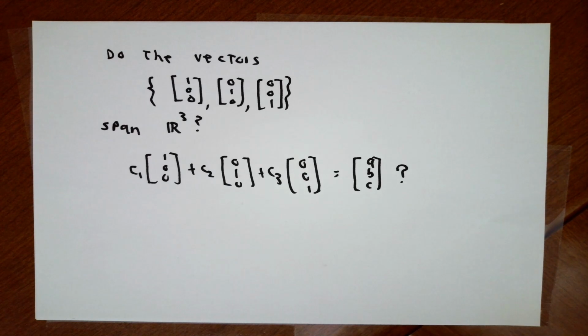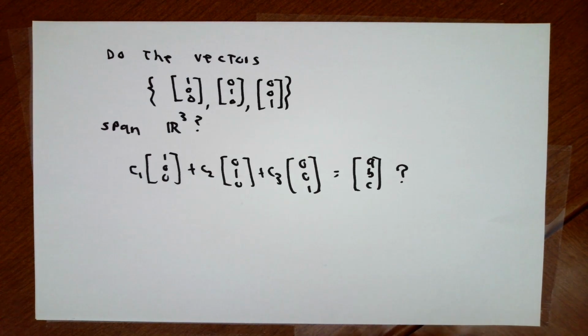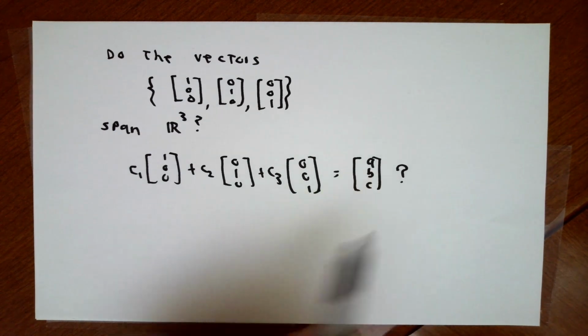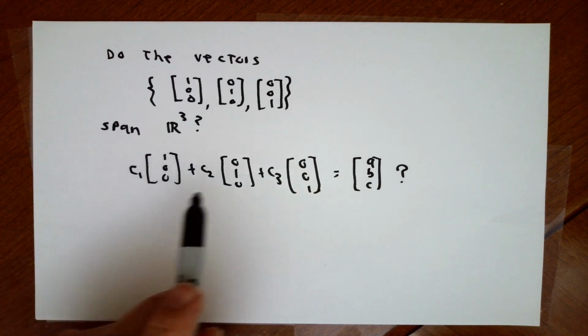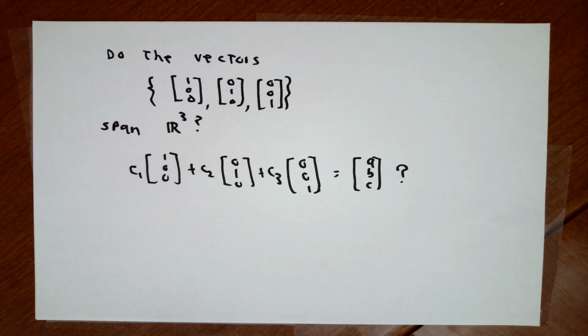In a like manner, do the three vectors 1, 0, 0, 0, 1, 0, and 0, 0, 1 span R3? I need to look at a linear combination of those three vectors and see if I can make it equal to any vector in R3 that I feel like. For arbitrary choices of numbers a, b, and c, will there be a way to pick c1, c2, and c3 so that this happens?